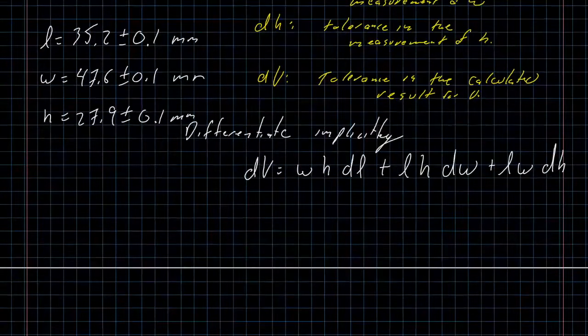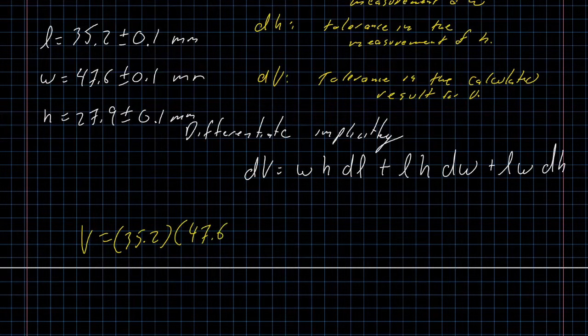And because I'm using the same tool to measure length, width, and height, the tolerance of all of those are the same. That doesn't always have to be the case. But with that information, I can calculate that the volume of this thing is the length times the width times the height. So that's 35.2 times 47.6 times 27.9. Grab out my calculator.